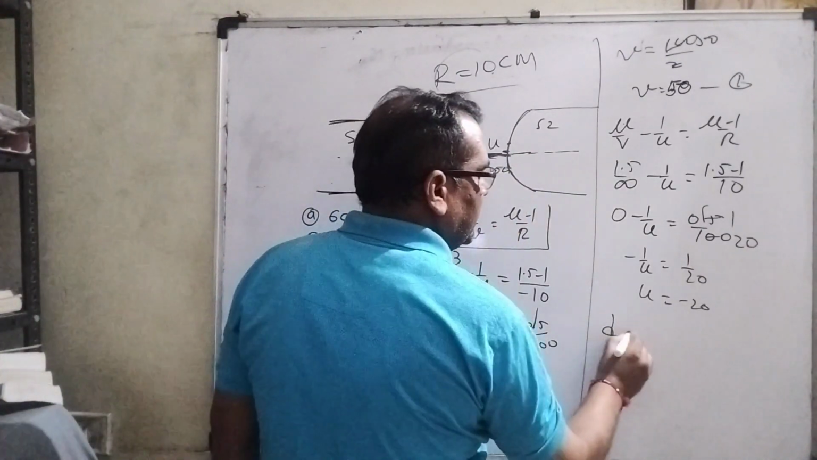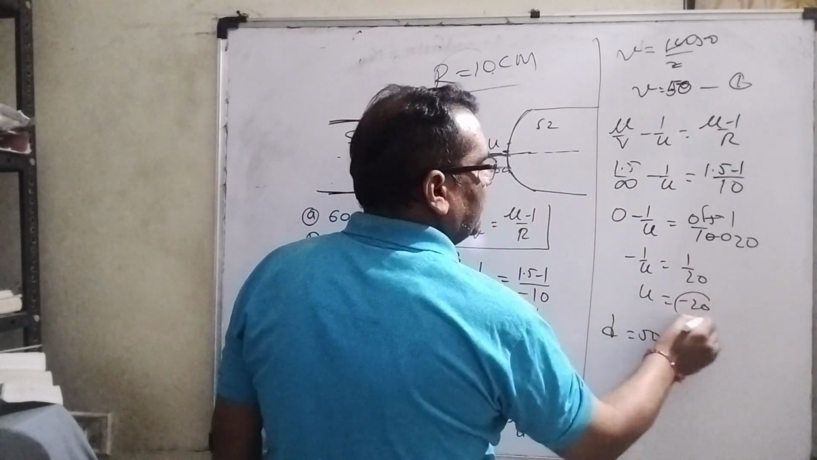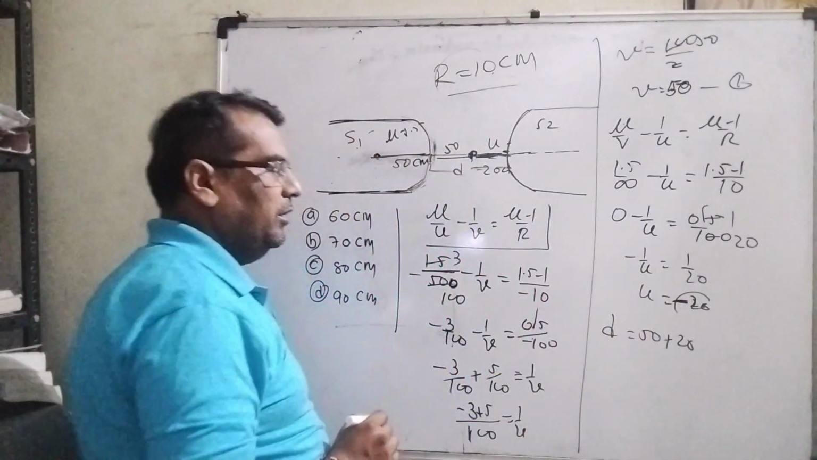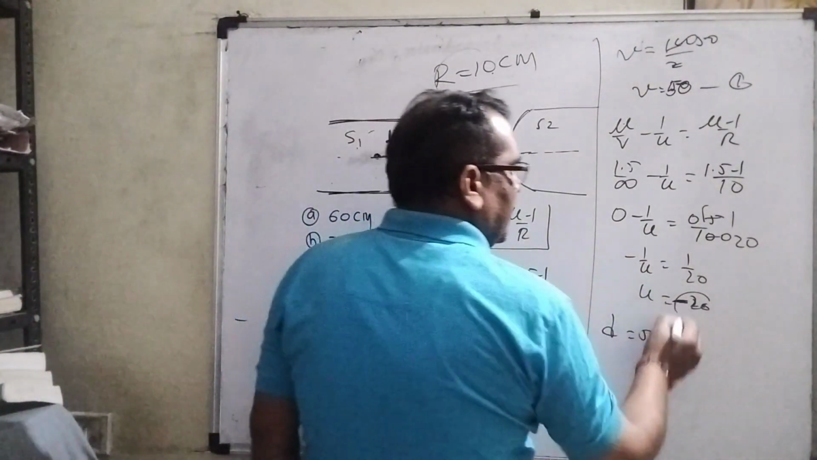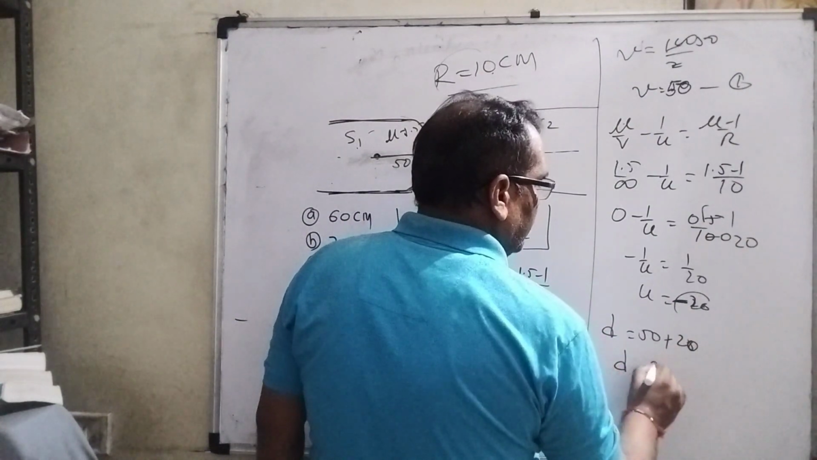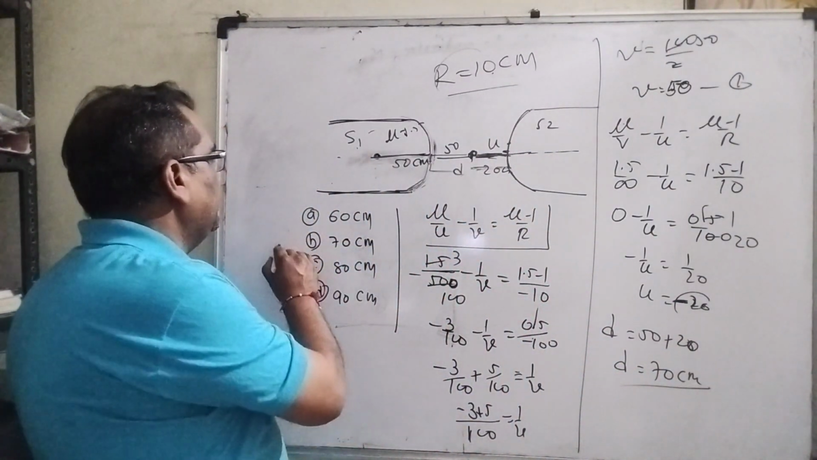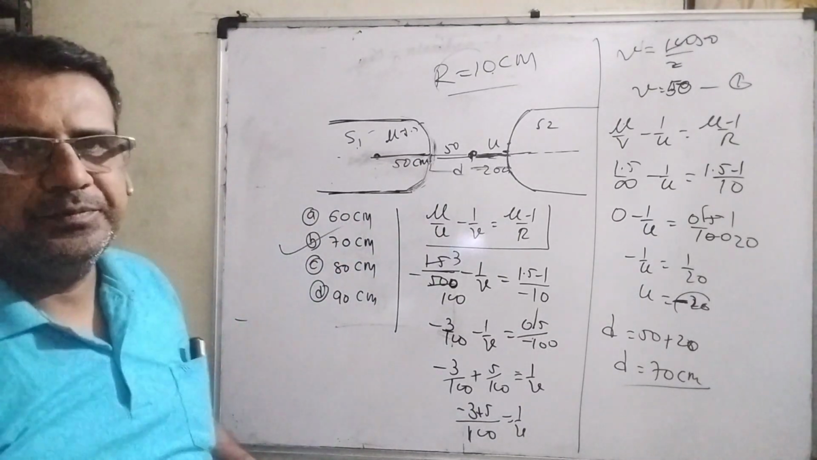Now total distance is 50 plus 20. The sign only shows the location, so therefore eliminate the minus sign. And now d equals 70 centimeter. So your correct answer is B, option B is correct.